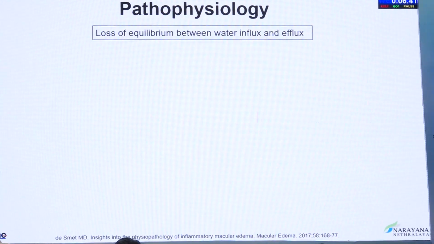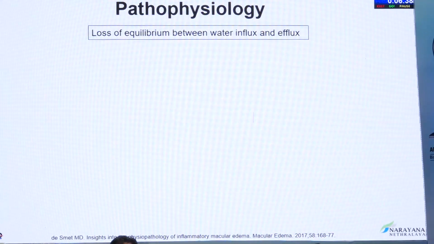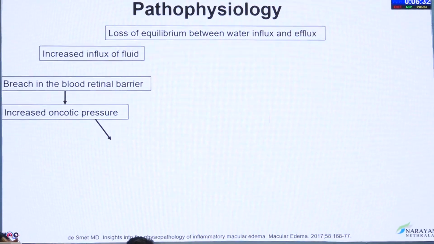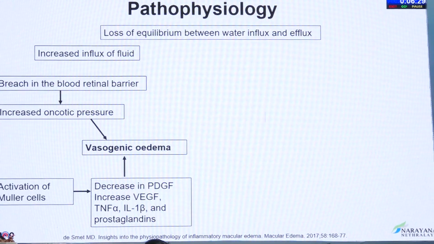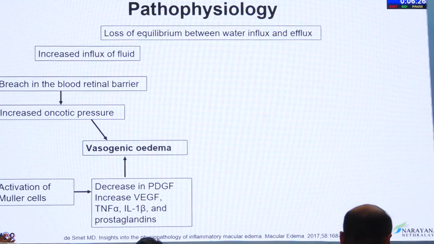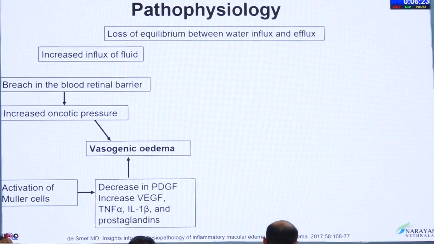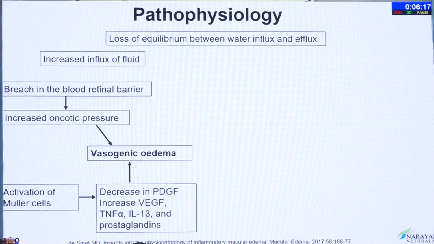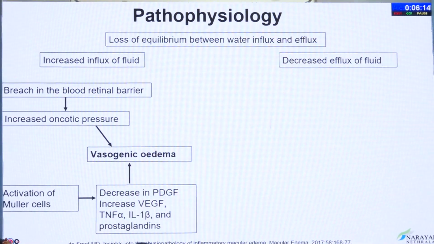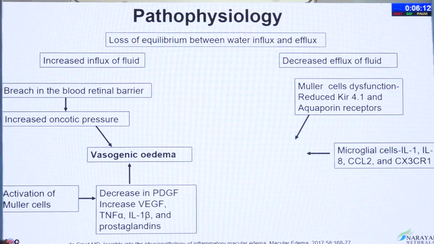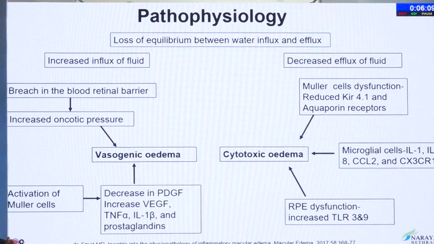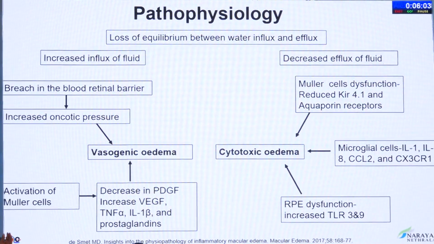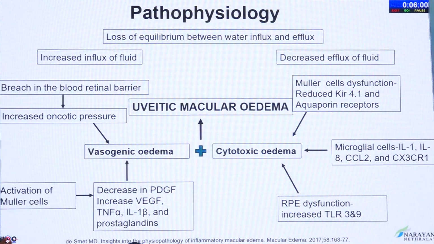Coming to the pathophysiology, there is a loss of equilibrium between the water influx and efflux. Increased influx of fluid, breach in the blood-retinal barrier, which causes increased oncotic pressure, causes vasogenic edema, activation of Muller cells, decrease in PDGF, increase in VEGF, and increase in inflammatory parameters like TNF-alpha, interleukin, and prostaglandins. Decreased efflux of fluid occurs with Muller cell dysfunction, and also the microglial cell activation and RPE dysfunction result in cytotoxic edema. When there is a presence of vasogenic as well as cytotoxic edema, it results in uveitic macular edema.